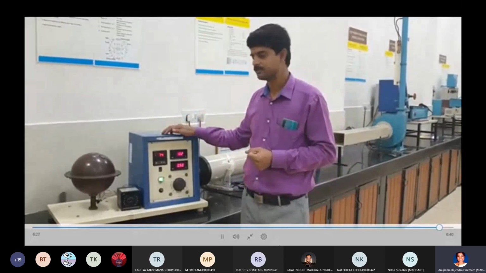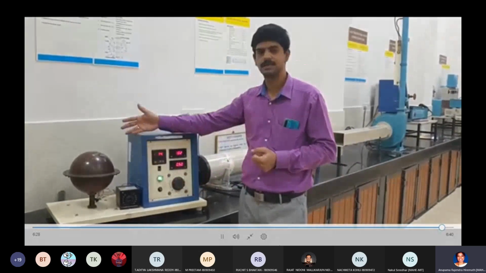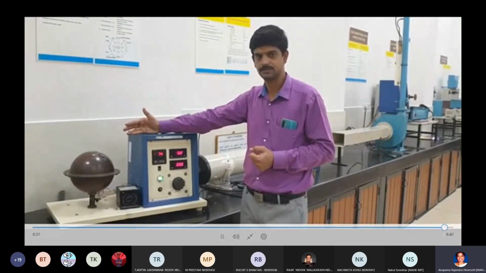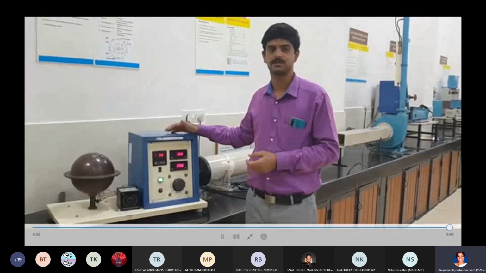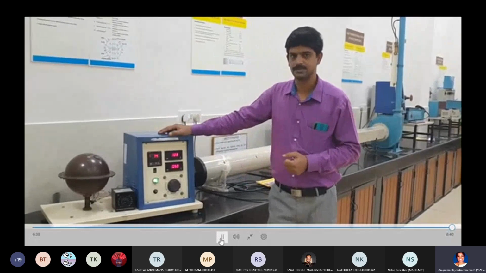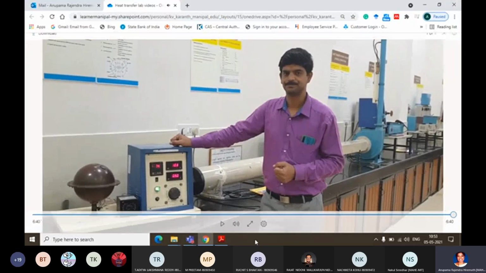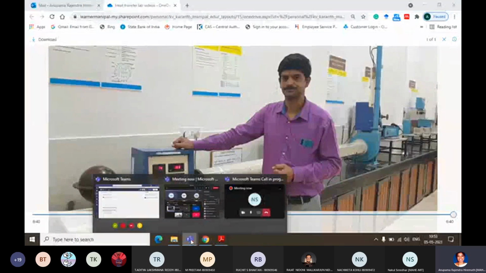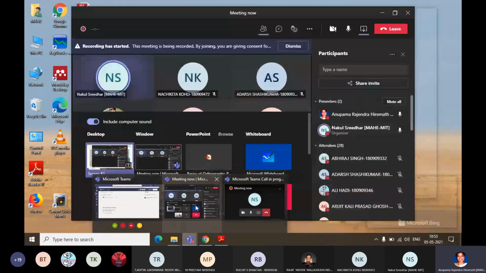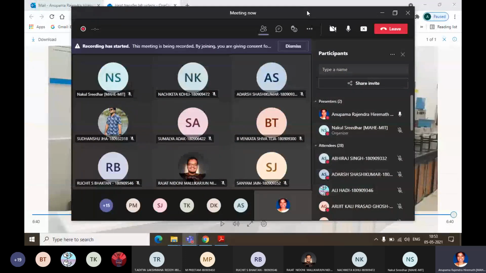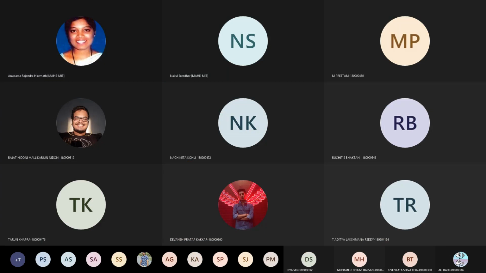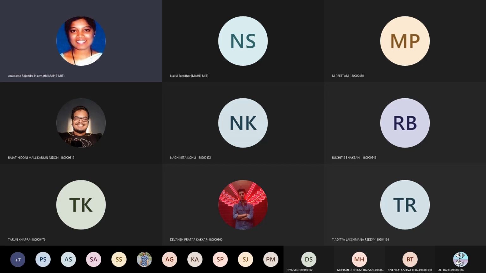You can repeat the experiment for different heat inputs and then take an average value of K, or thermal conductivity. But different trials can be taken up, or maybe one trial itself is enough. That's it from this experiment. Okay, so this was about insulating powder. I will be playing the second video for the second experiment today.